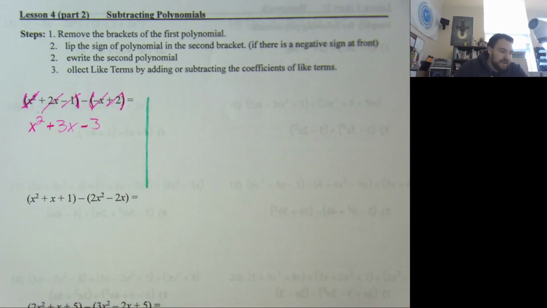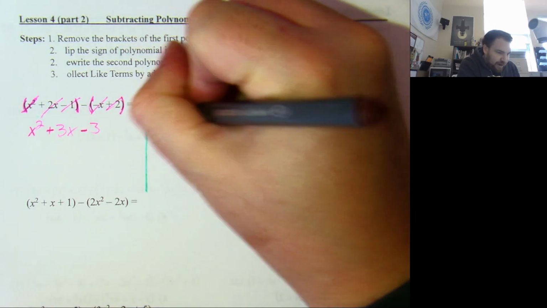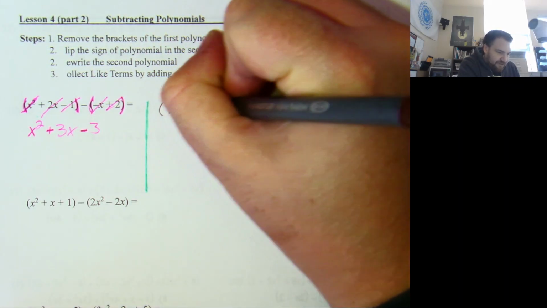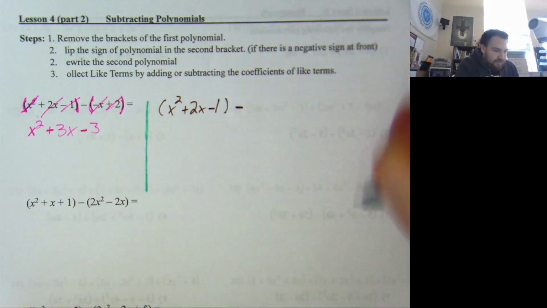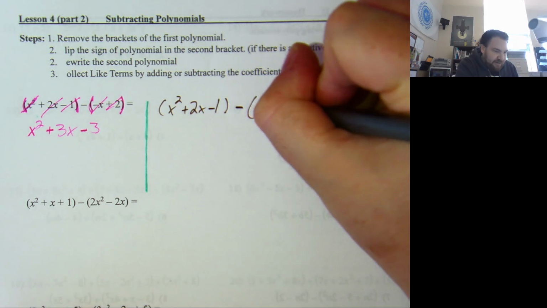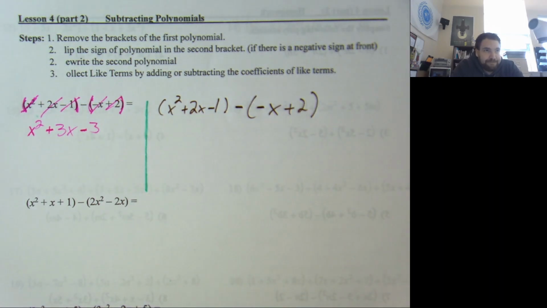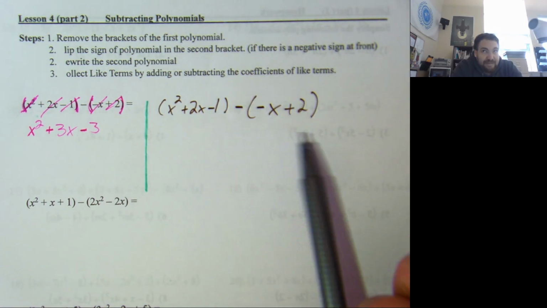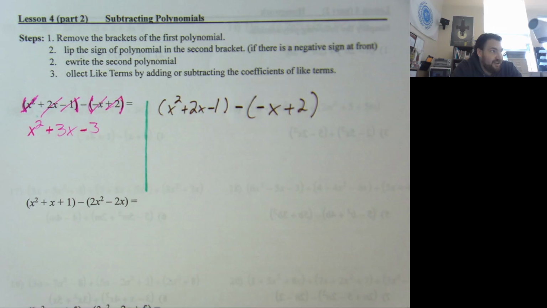And here it is. I want you to write out the exact same question over here. We're going to have bracket x squared plus 2x minus 1, close the bracket, minus, open a bracket, negative x plus 2, close the bracket. Write that up. Write this out again. I see a lot of you just sitting and staring. Write that out.